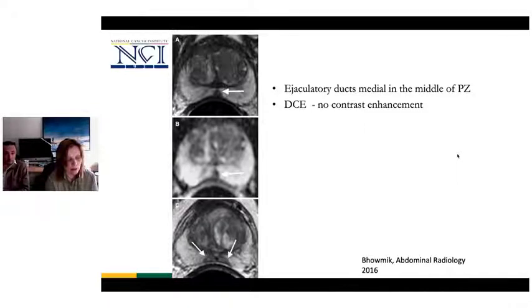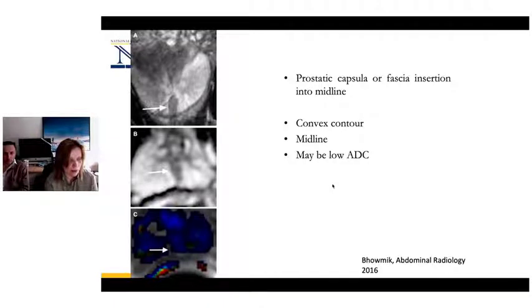Ejaculatory ducts in the periphery also cause us some problems because sometimes in the midline they can look like a dark lesion. And how do we say that it's not a cancer? Because sometimes it even has some signal in diffusion, but it never will have contrast enhancement. So here we have to look at contrast enhancing images. Sometimes we have prostate capsular insertion into the midline. Again, it will not have contrast enhancement.